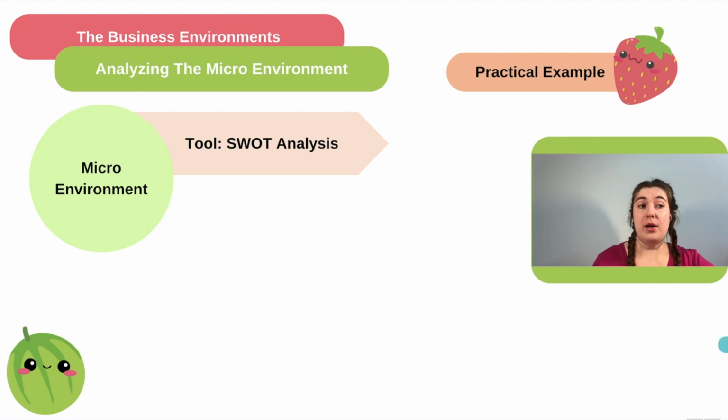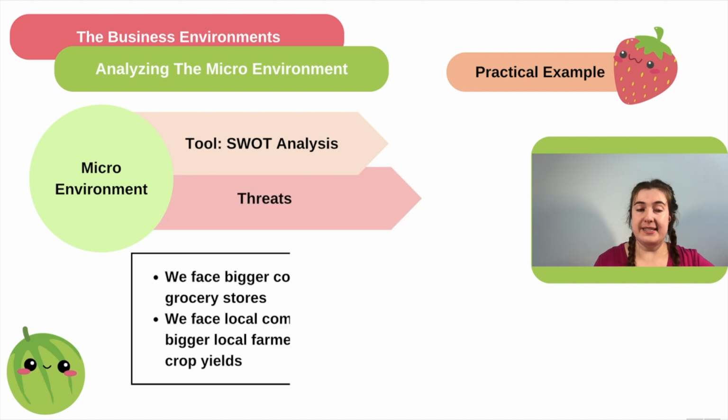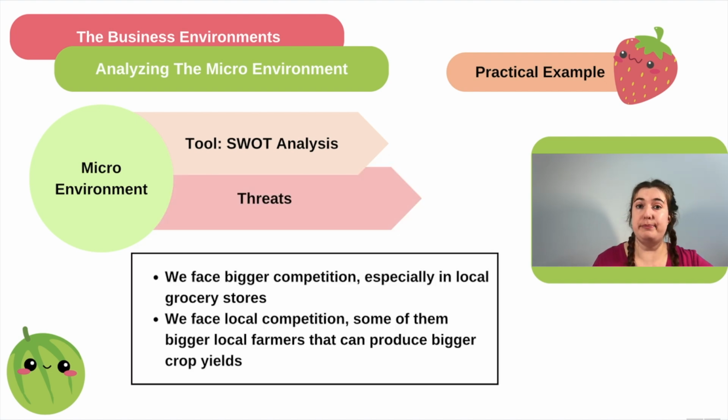Now for our final aspect, which is our threats. What are we facing challenge-wise? We face bigger competition, especially in our local grocery stores. Even though we are focused on our local farmers market, grocery stores are ultimately an aim for us, perhaps. And now we have to face the fact that we're facing bigger farms with more produce, and they're sitting in grocery stores already and have already established their brand name and reputation. So that is a big threat to us.